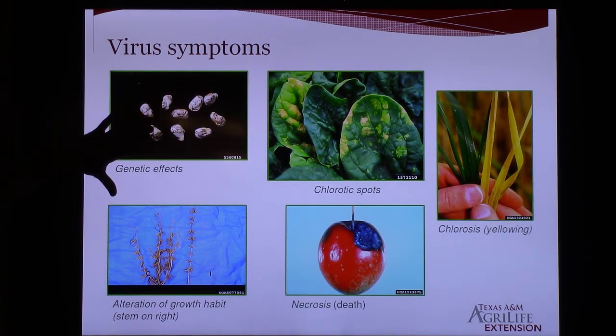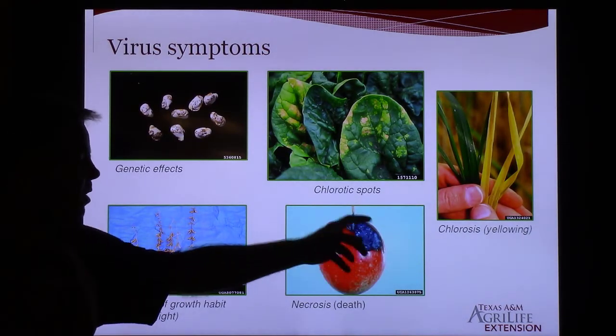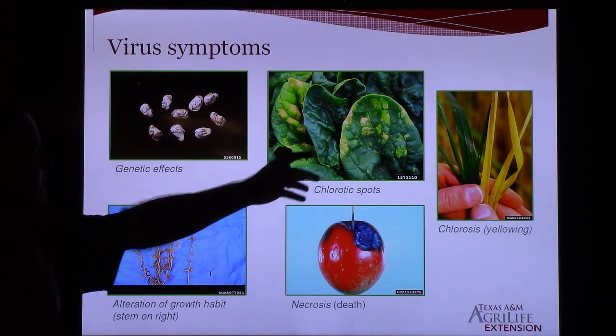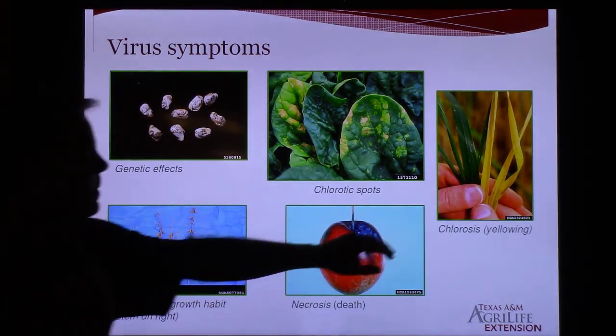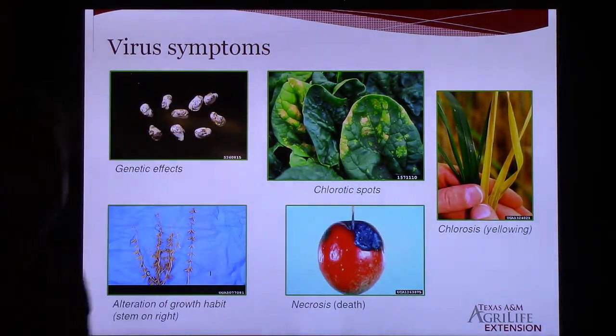Many times we might get a bag of pinto beans at the store. We might see some that are a little wonky or malformed. That could potentially be the result of a genetic effect. Could be caused by a virus, not necessarily saying that it is, but viruses do cause some genetic defects. We might have some change in growth habits. We might see necrosis or death on the fruit. We might see some yellowing or some spotting. Or we might see some chlorosis, or that yellowing of the leaves.